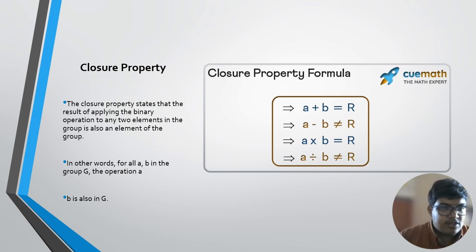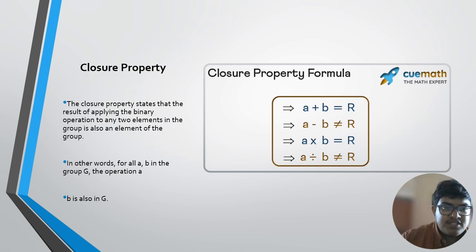The closure property states that the result of applying the binary operation on any two elements in the group is also an element of the group. For example, I take two numbers, 1 and 2, and the binary operation is plus. I do 1 plus 2, that is 3, and if the 3 belongs to the same group, then it satisfies the closure property.